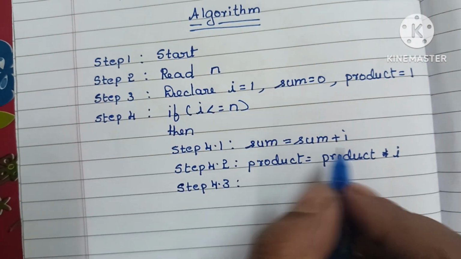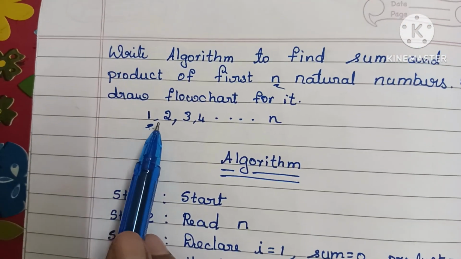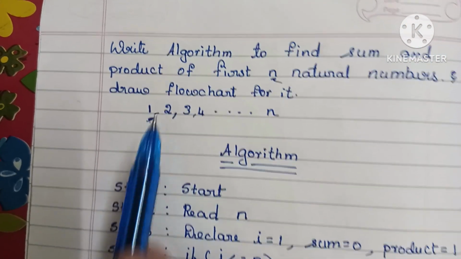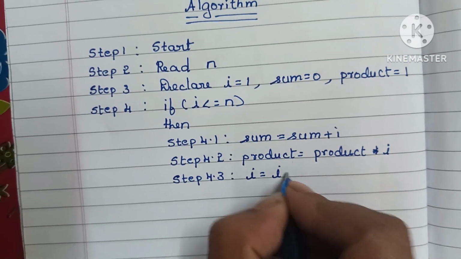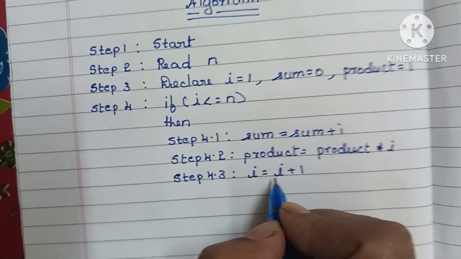Next, we have to read input values within a parallelogram shape. Here we have to increase the I value by 1. Each time the I value is increased by 1, right? We have to write I is equal to I plus 1. Initially I is equal to 1.